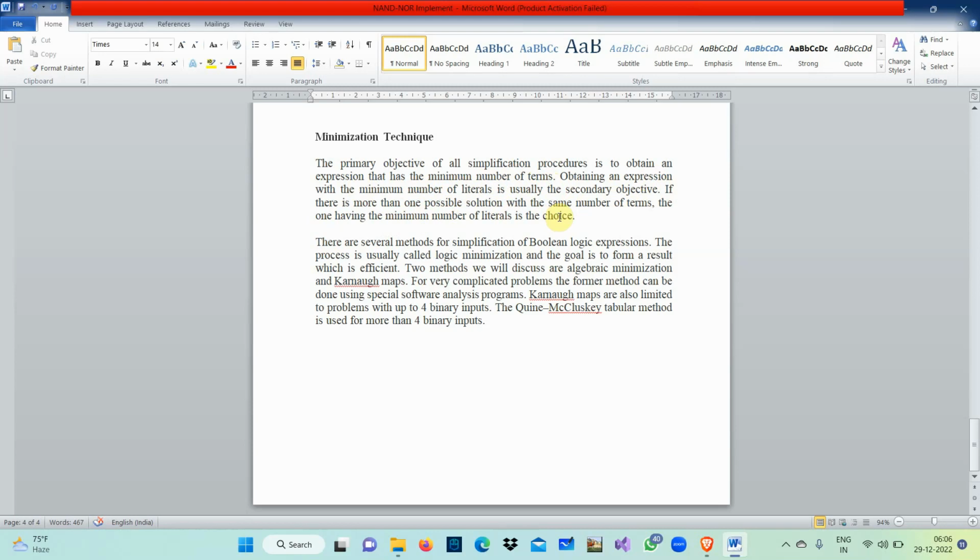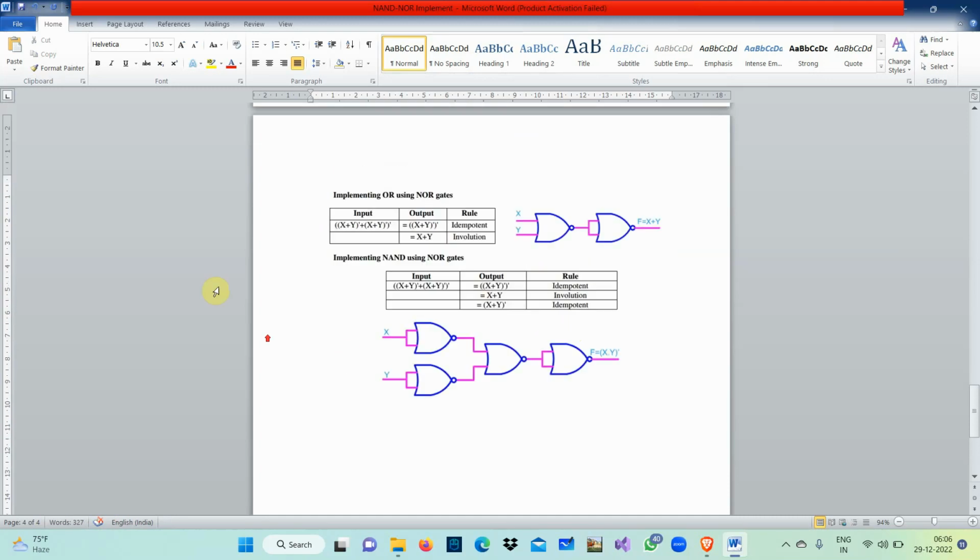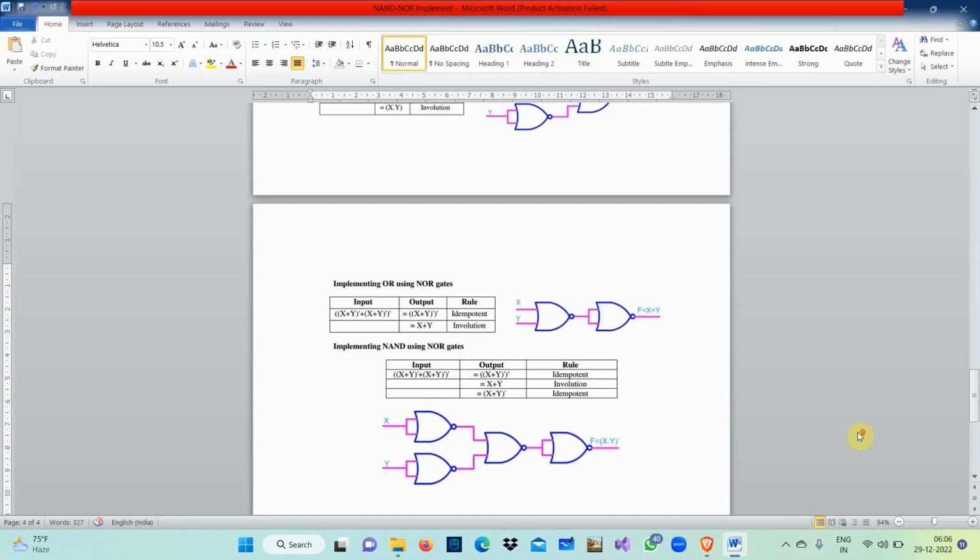Okay, so using the Karnaugh map and all we are doing this. I don't think it is necessary for this chapter, so we delete this. Up to this we have successfully implemented all the things.